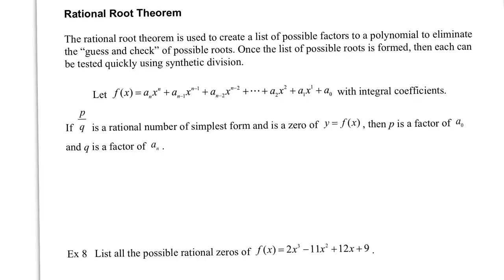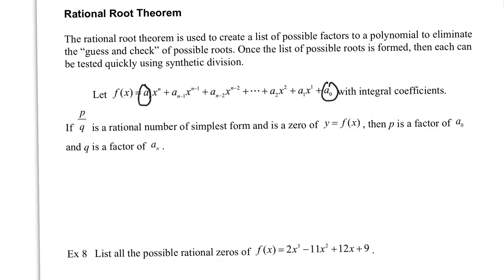Okay, and the rational root theorem is basically the way we can make a list of possible factors of any polynomial. So basically, we have p over q, where p is a factor of the constant term, and q is a factor of the leading coefficient. If there is in fact a rational root, it must be in the form of p over q, where p is a factor of the constant term and q is a factor of the leading coefficient.